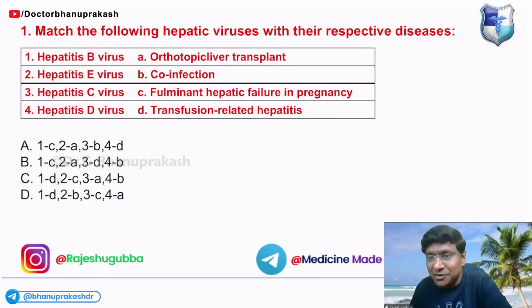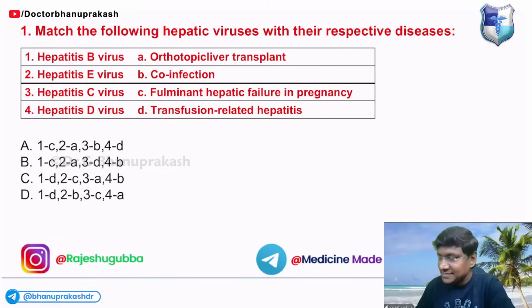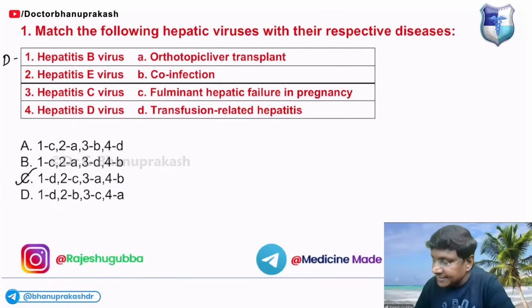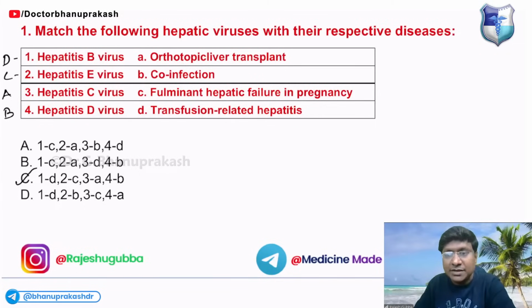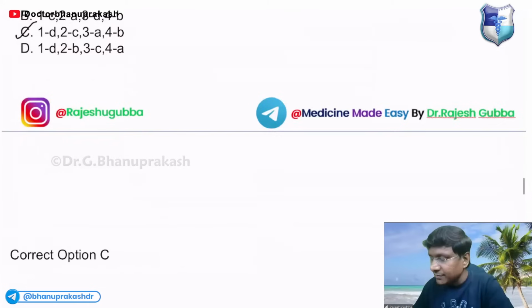Okay, so match the following hepatic viruses with their respective diseases. So what is the correct answer here? The correct answer here is C, because hepatitis B is a transfusion related hepatitis, right? And hepatitis E is the fulminant hepatic failure in pregnancy. Then you take hepatitis C. This is the one which commonly requires orthotopic liver transplantation. And hepatitis D always requires co-infection with hepatitis B. Now we'll start with the discussion of these individual viruses.